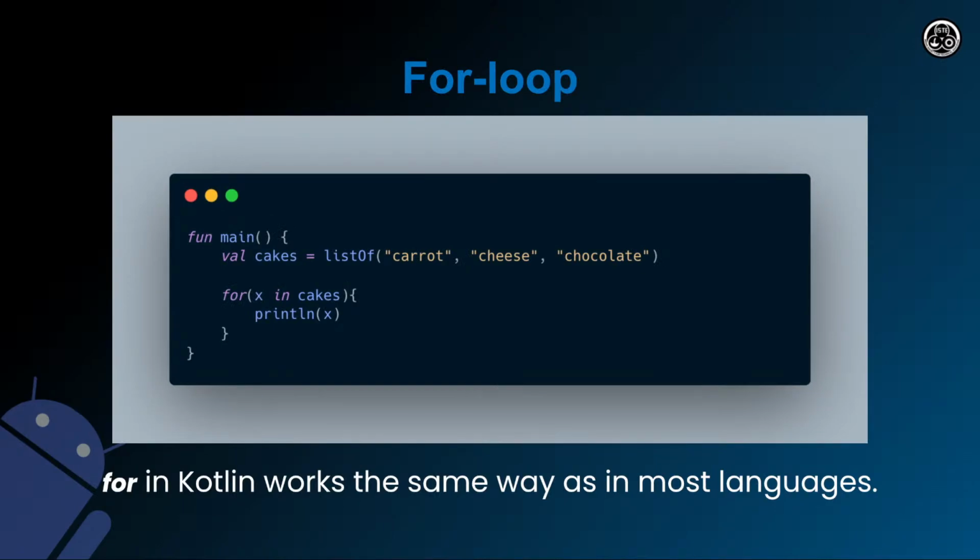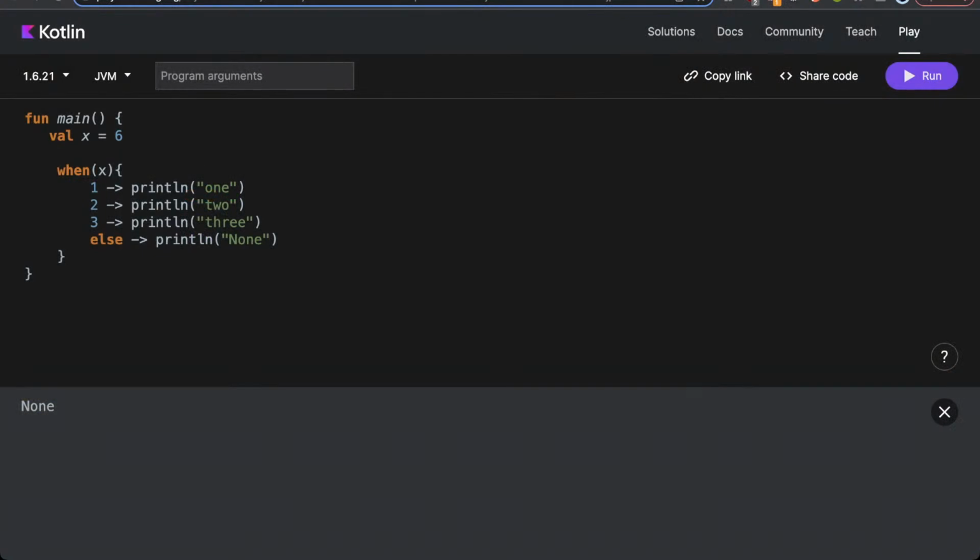Next up is the for loop. The for loop iterates through anything that provides an iterator. So here in this example, we are iterating over a list of cakes. We can also iterate over a string. As we discussed previously, a string can also be treated as a character array. So in theory, we can iterate over strings, right? Let's check it out by going to the playground.